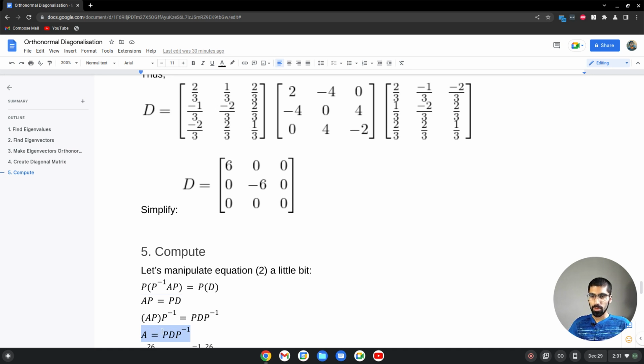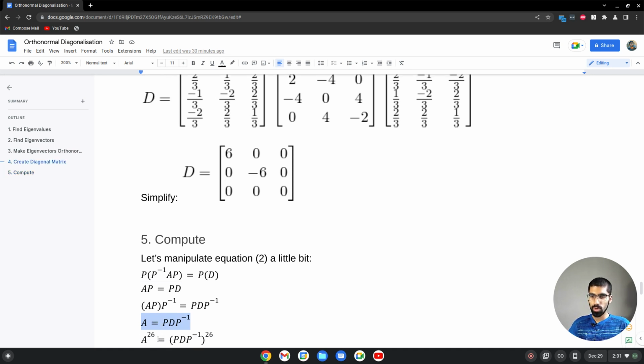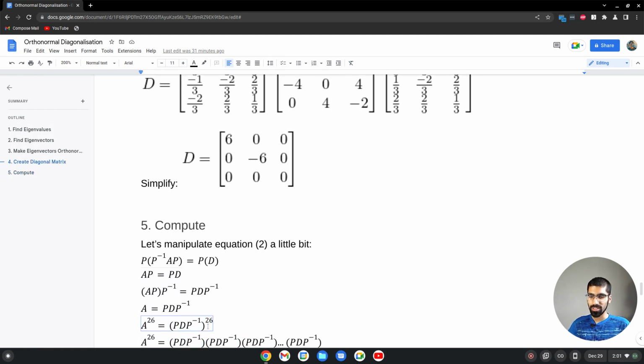And now, because I have that, I can raise it to the power of 26, raise this to the power of 26 as well, so that I can create a formula to work with. But now you might be asking, what? We went from a matrix that was raised to the power of 26 to 3 matrices being multiplied together raised to the power of 26. How does that help me? Well, luckily for us, things cancel out.